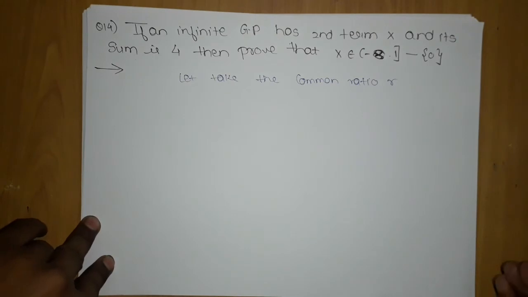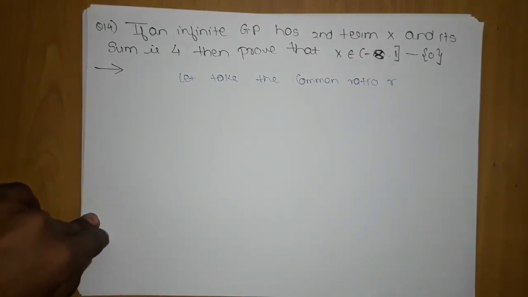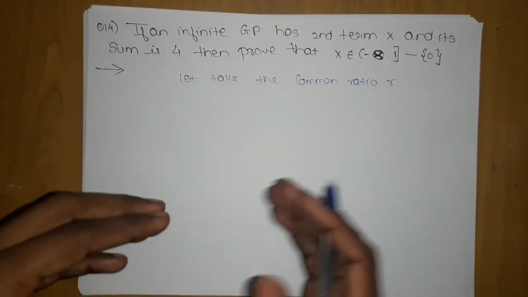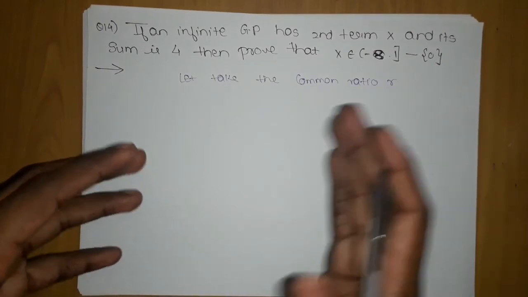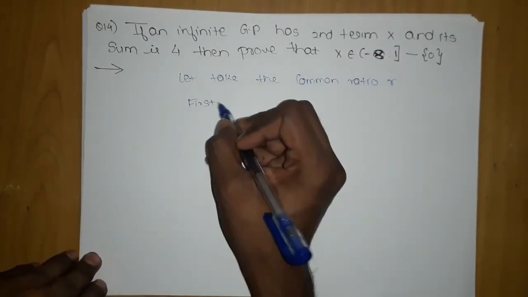Because they have given the second term. If they have given the first term and second term, then we can find the common ratio. For that we need the first term. To prove whatever we need, we need the first term. How can we get it if we know the common ratio? The first term will be what?